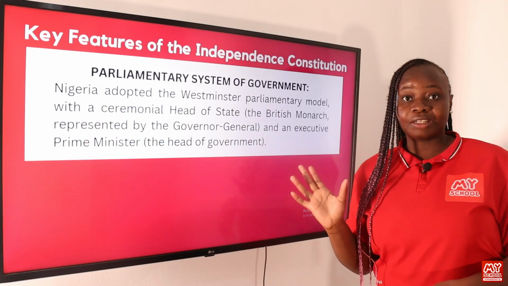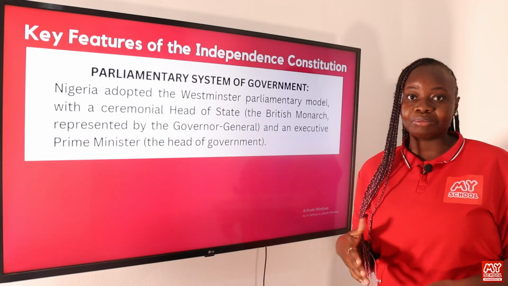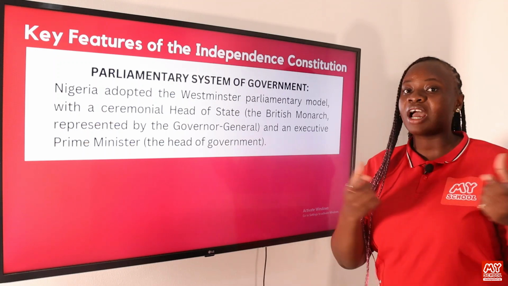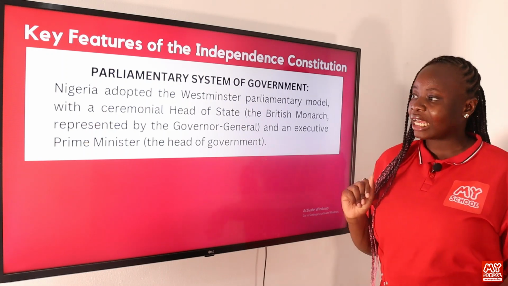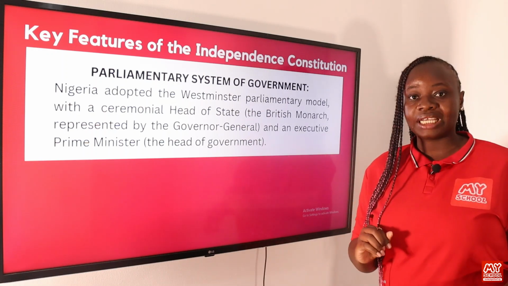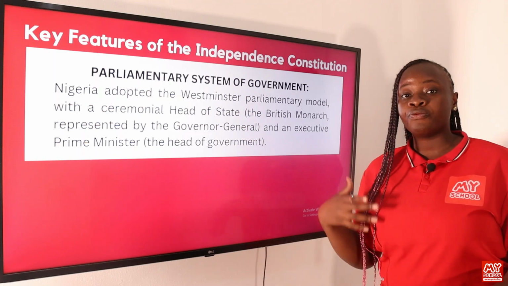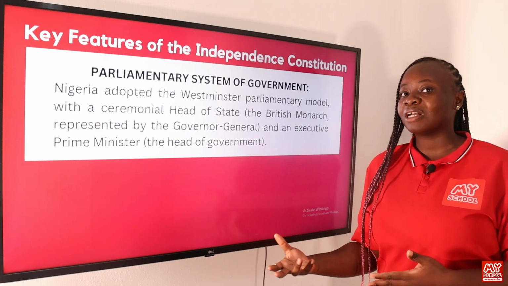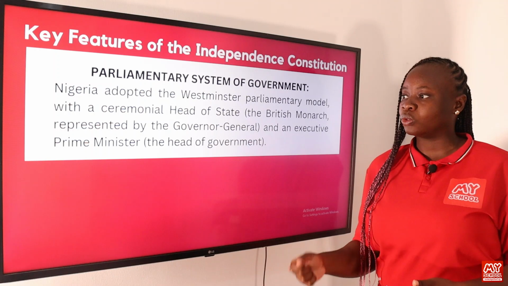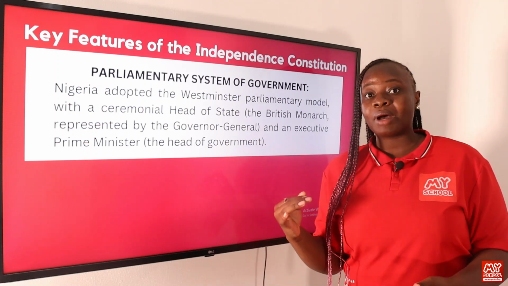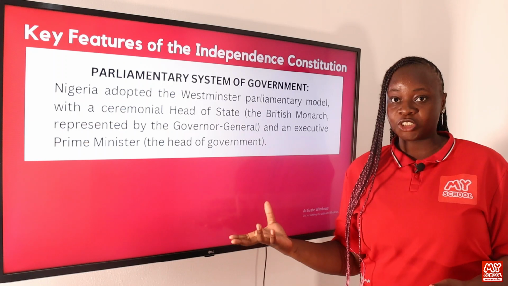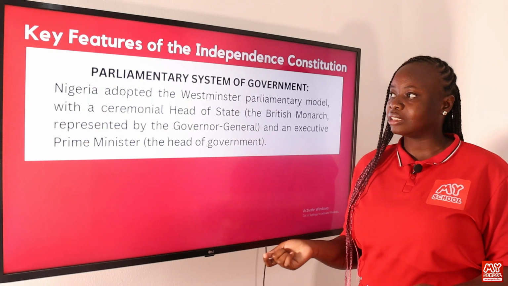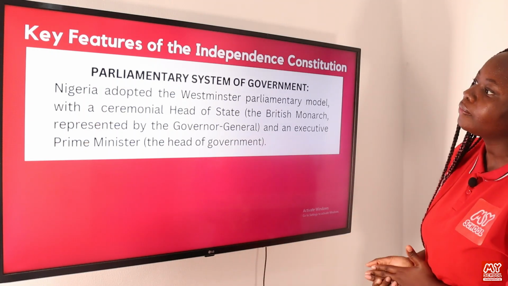This head of state was represented by the Governor General in the person of Dr. Nnamdi Azikiwe, who was elected as the Governor General of Nigeria. He performed ceremonial functions on behalf of Queen Elizabeth II. Then we had an executive prime minister who was the head of government. This person was in charge of the day-to-day affairs of government. He was responsible for policy direction along with members of the cabinet selected after the election. This person was Alhaji Abubakar Tafawa Balewa, who was Nigeria's first prime minister, from 1959 down to 1966. Now let's move on to the next slide.